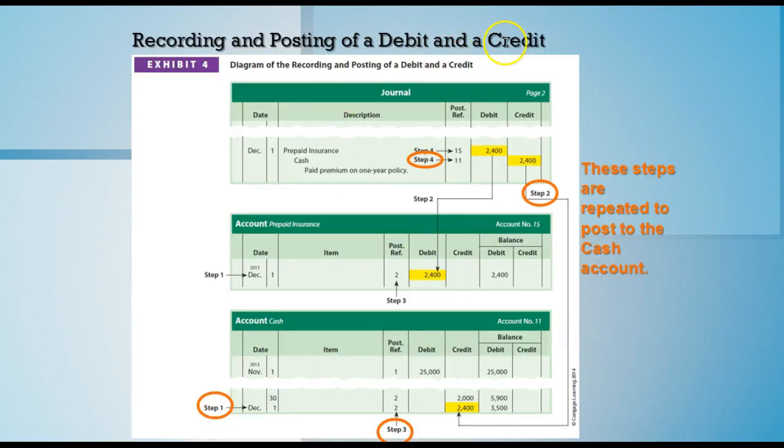And finally, you are going to do the same thing for the cash account. You've had prepaid, now you've got cash here that has to be credited. So we post it here. Now we're going to come down in the cash account. We're going to put the date in. We're going to put the post reference, page 2. We're going to put the amount, $2,400, as a credit. Then I need to subtract that from the balance, and I have a new balance of $3,500. And then you have the cross-reference here of account 11. So that's how you post to the general ledger.